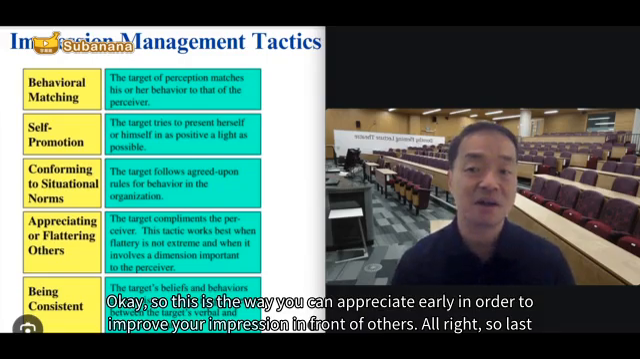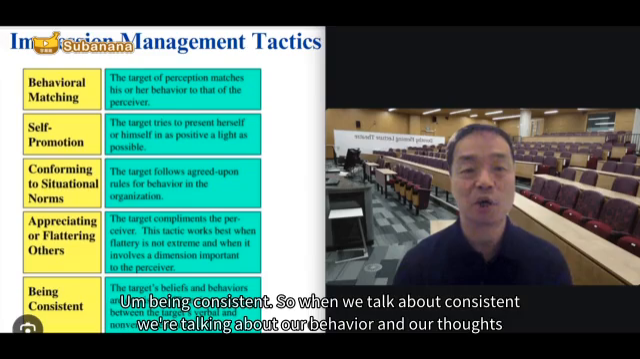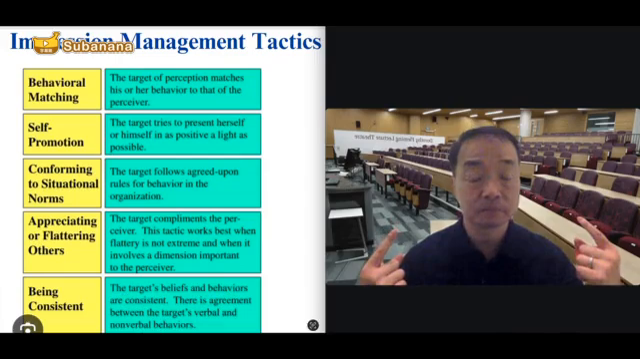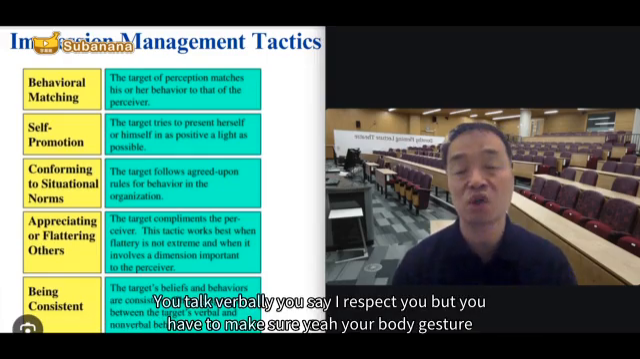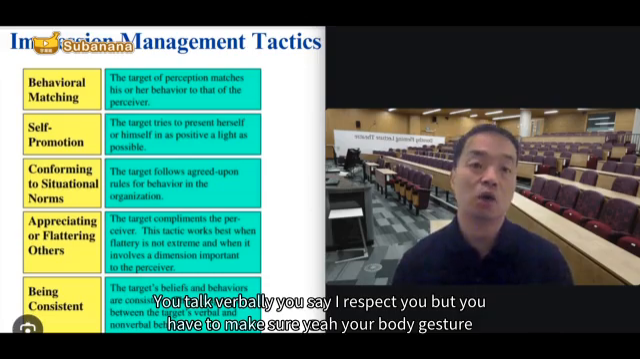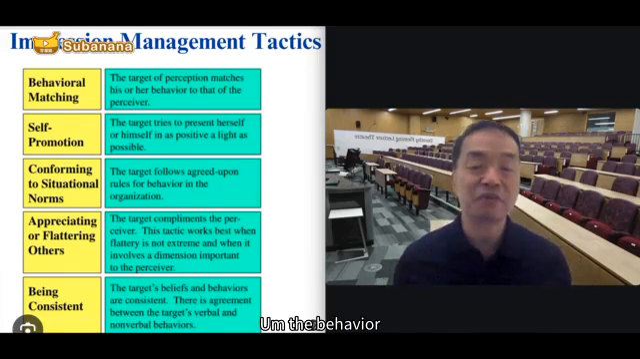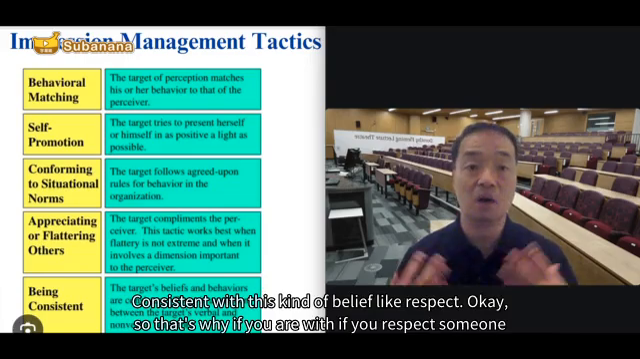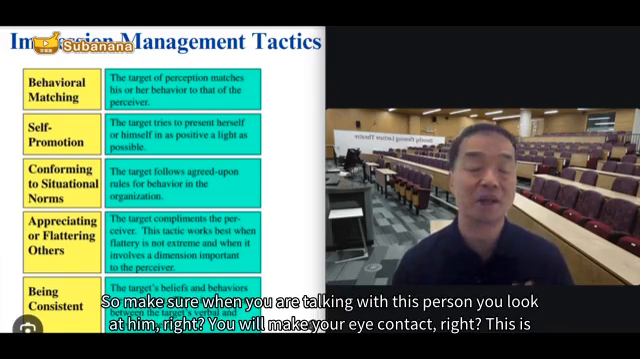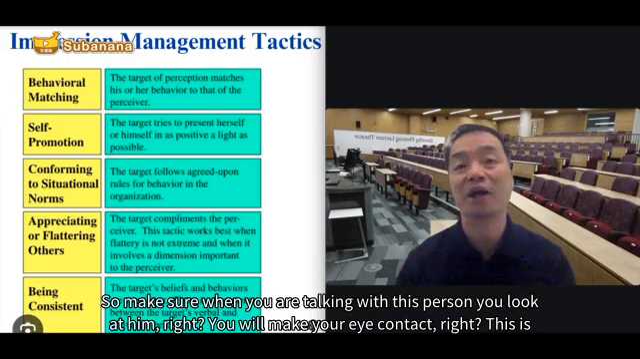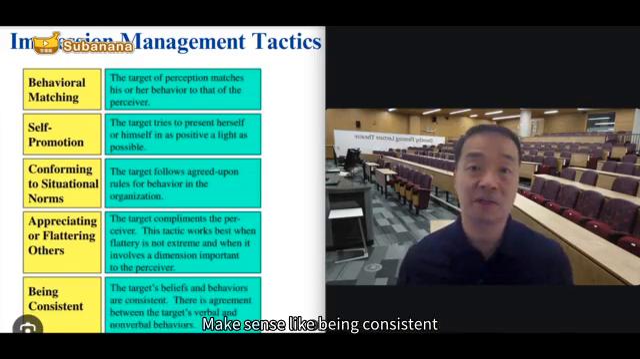All right, so last, being consistent. When we talk about consistency, we're talking about our behavior and our thoughts. Okay, if you respect someone, not only do you say verbally, I respect you, but you have to make sure your body gesture and your behavior are consistent with this kind of belief, like respect. That's why, if you respect someone, make sure that when you are talking with this person, you look at him, right? You make eye contact, right? This really makes sense, right?